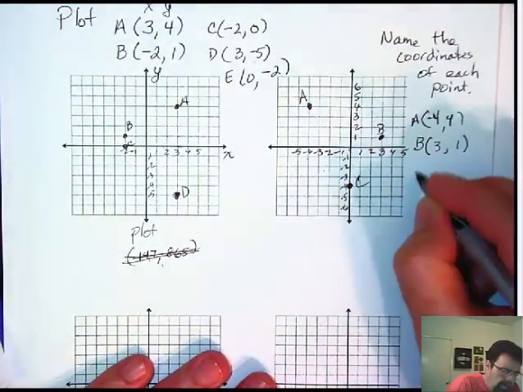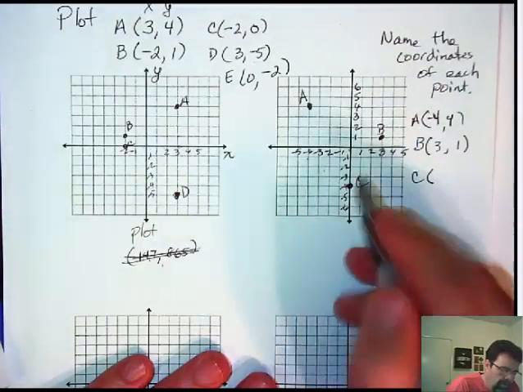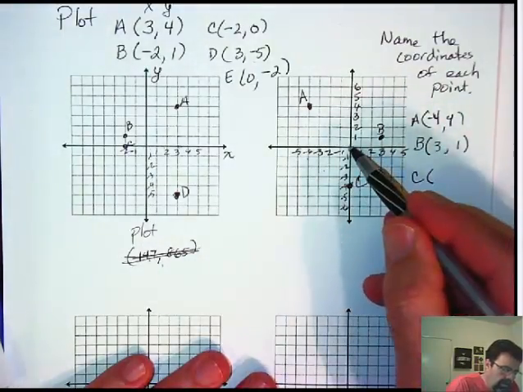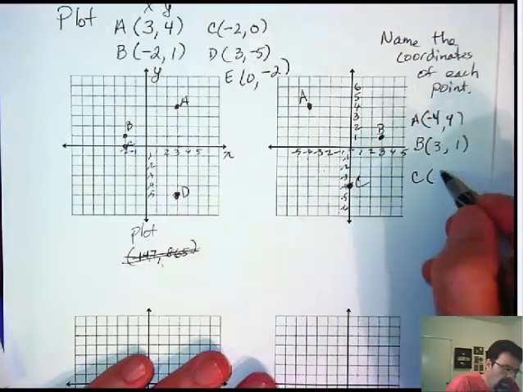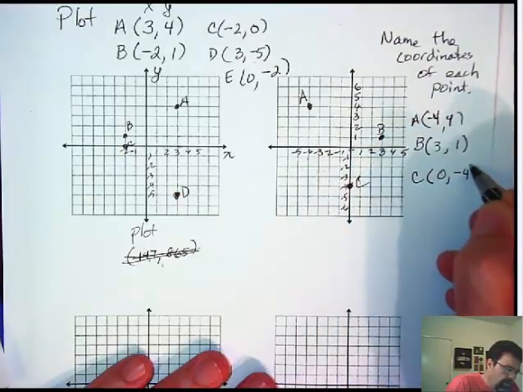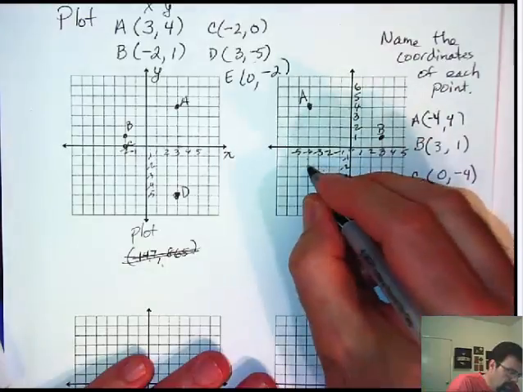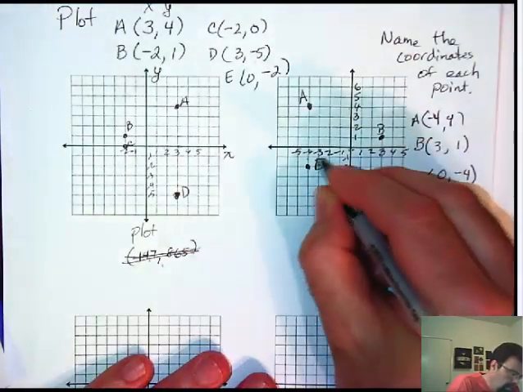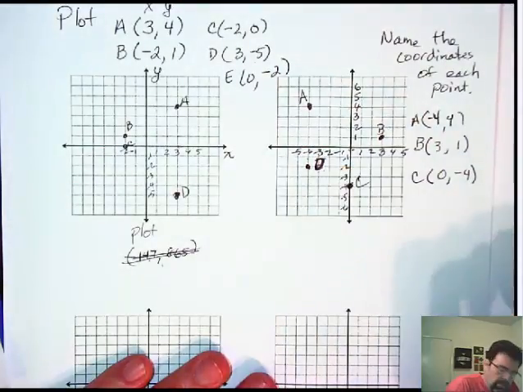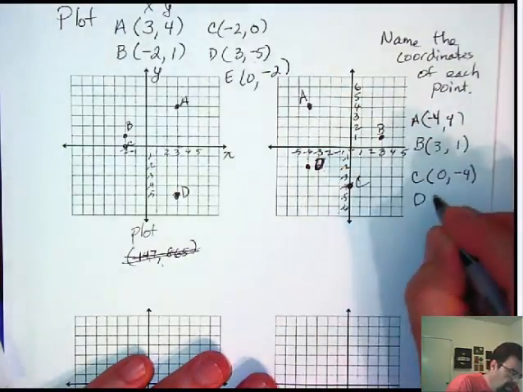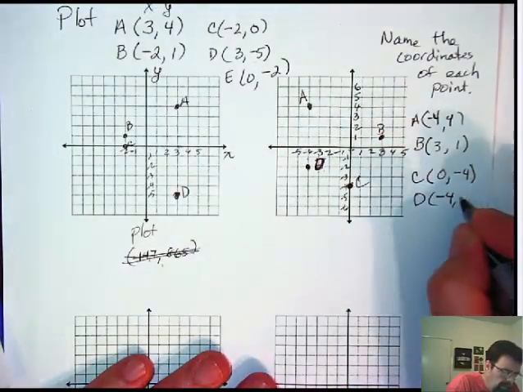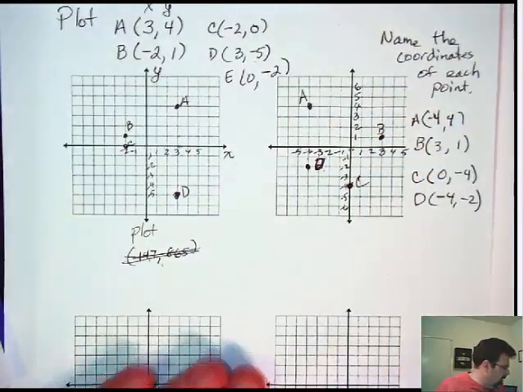Let's see, what's Z? And be careful, right? To get here, you're going side to side 0 and then down 4. So it's 0, -4. And what would D be? So D would be -4, -2. All right.